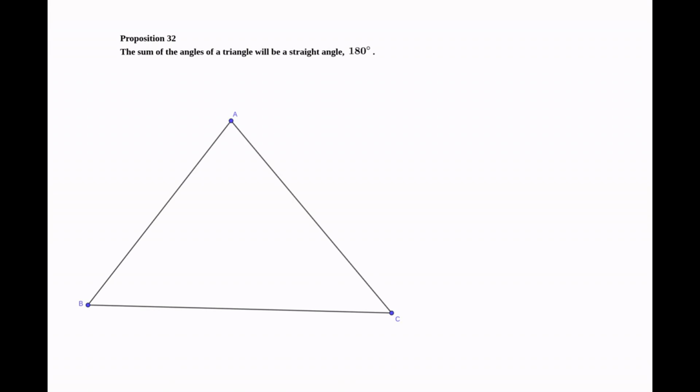In this proposition we want to show that the sum of the angles of a triangle will be a straight angle, that is 180 degrees. Now let's take a look and see why this is going to be true.